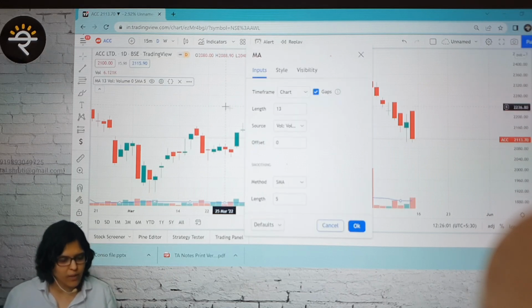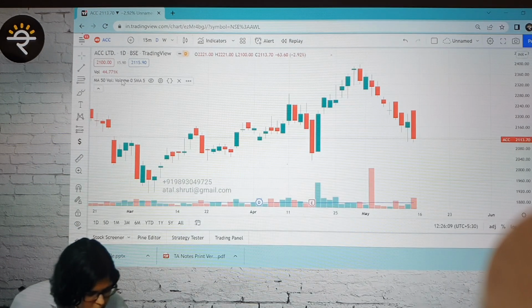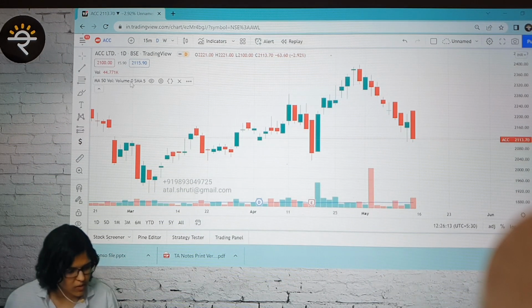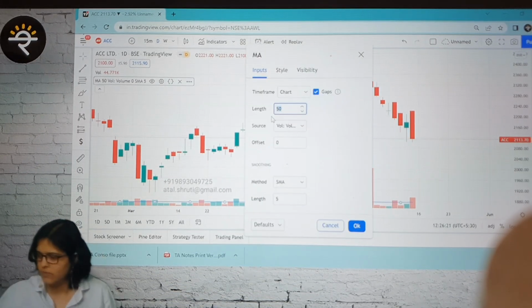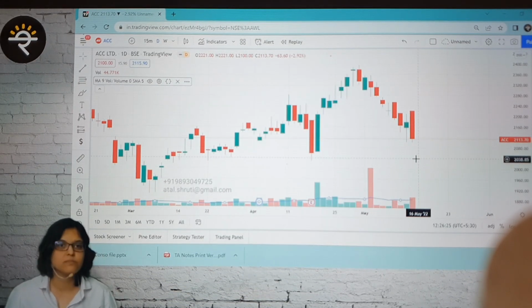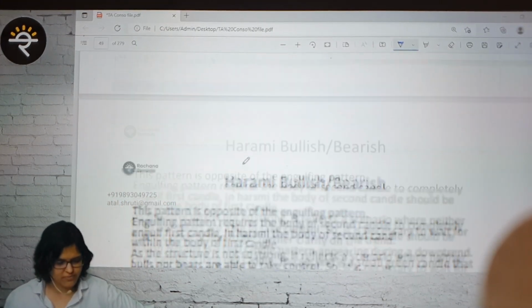Can I take it to whatever number I want? Can I take it to 50? It changed now. So if you understood this, you can change it as per whatever you want, but the default setting is generally 9. We are also going to cover moving average in the strategy, so we'll do that later. A lot of parameters will be discussed, so let's move on.